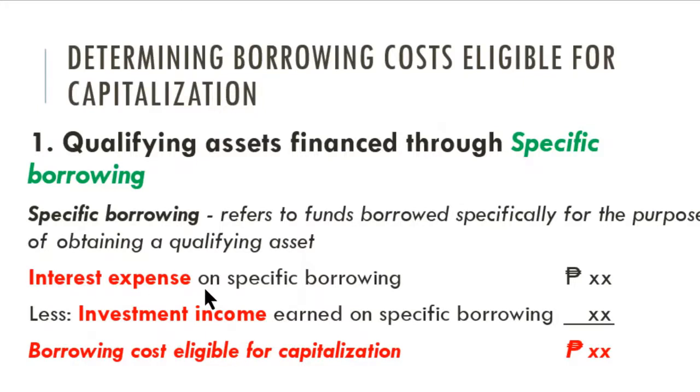So kung pila gyud to, multiply na to ang interest rate with the utang. So that is the actual borrowing cost, and you deduct any investment income earned on specific borrowing if in case the money was temporarily invested para mo-earn. So you're going to deduct that from the interest expense. So this would be the borrowing cost that is eligible for capitalization, or in other terms, this is the capitalizable borrowing cost. So ang answer ani, ma-add na nimo siya sa cost sa building, inventory, or sa qualifying asset. Okay?